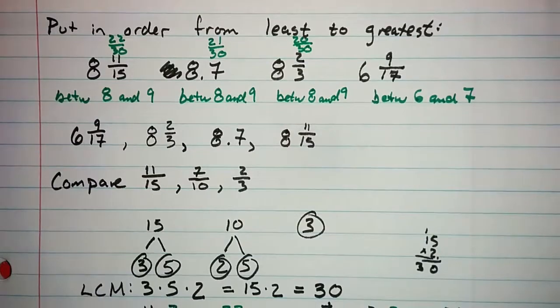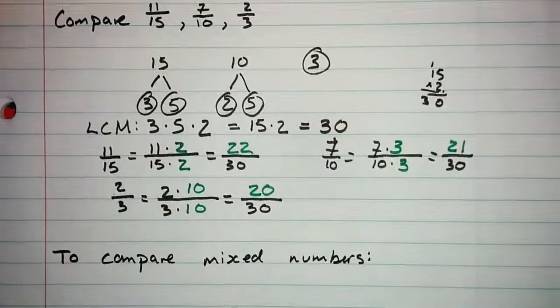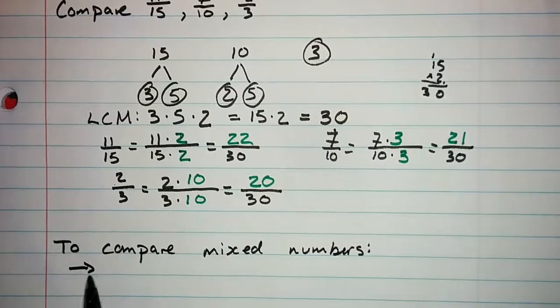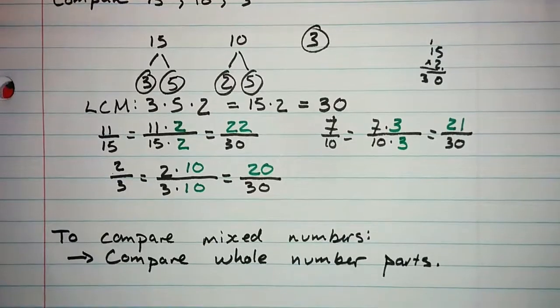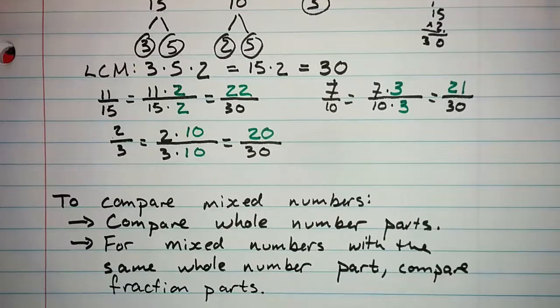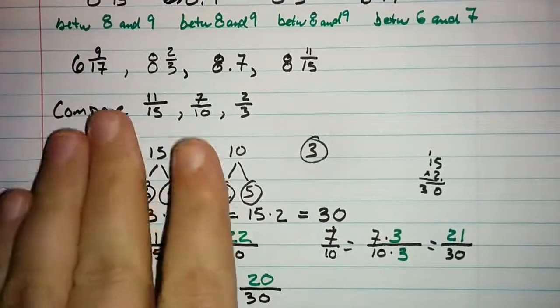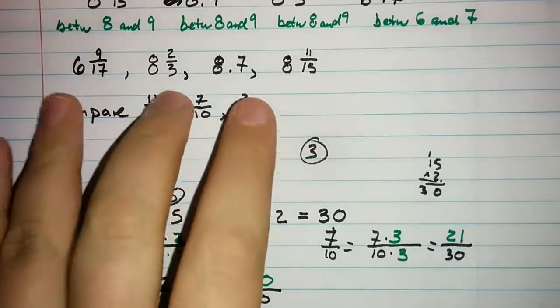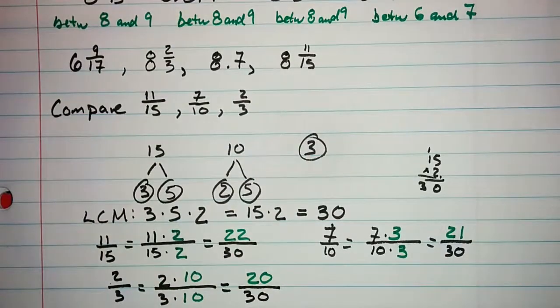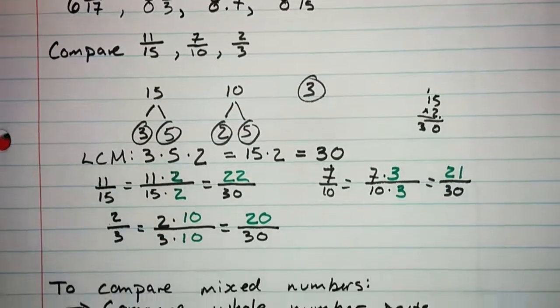So what did we do here? Well, there were two separate phases. First, we compared the whole number parts in just the same way we usually compare whole numbers. And then, only for mixed numbers with the same whole number part, we compared fraction parts. Notice again, we didn't care at all about this 9/17, because we already knew that 6 and 9/17 was smallest.